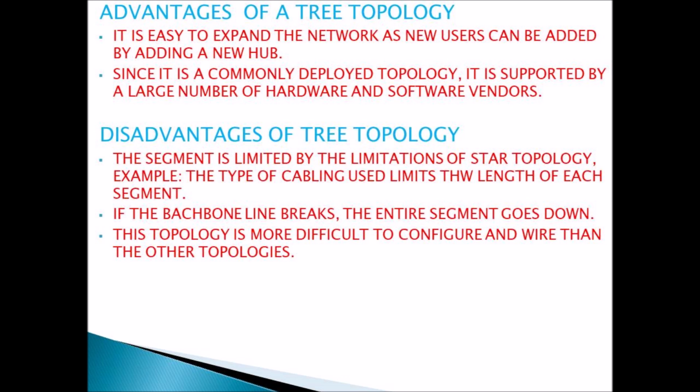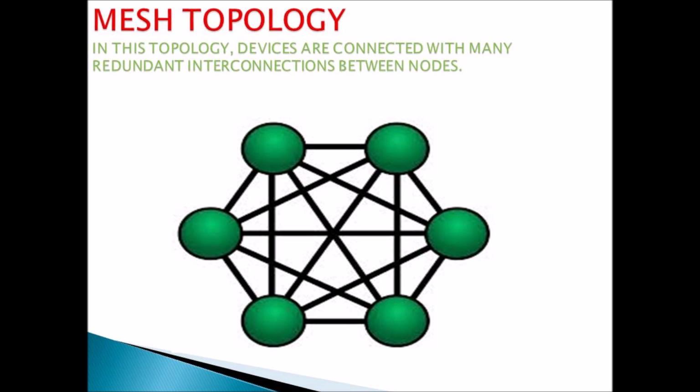So we are using 2 or more star topologies, so the complexity gets increased. And the last one is the mesh topology. In this topology, the devices are connected with many redundant interconnections between nodes. The nodes have many connections. In a fully connected mesh topology, every node has a connection to every other node in the network. So each and every node will have connectivity to the other nodes in the network.